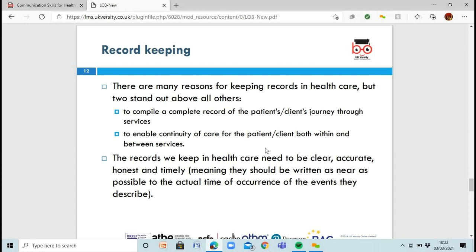And do you like it? Do you like the fact that there's record keeping here? What are the advantages to this? And are there any disadvantages? So you're just evaluating it.